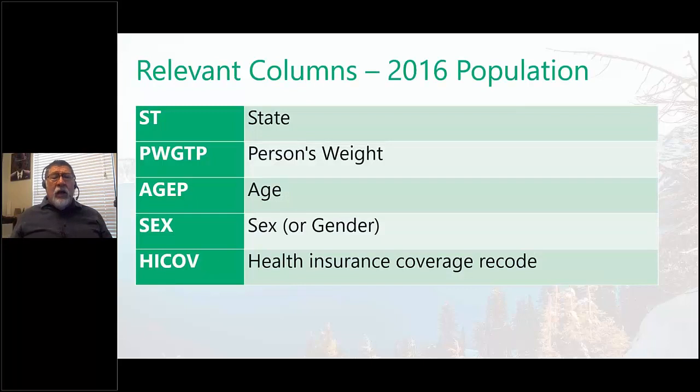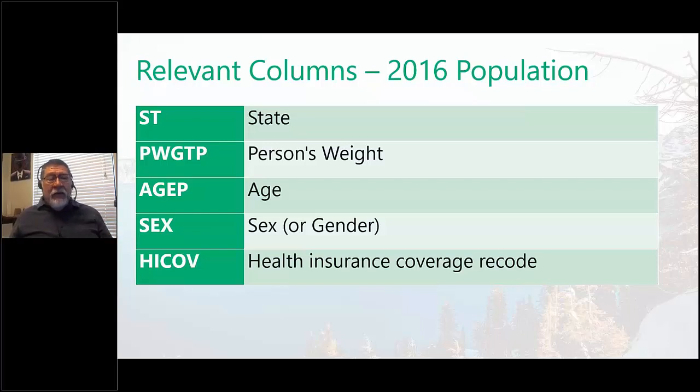Some of the columns that I'm going to look at have a header like ST, which represents a state, and the code is an integer. It's not an abbreviation. Then they have PGTP, which is a person's weight, and that's not how much a person weighs, but rather a statistical weight. It's their estimate of the sample size that a particular record represents. Okay, so that's the person's weight.